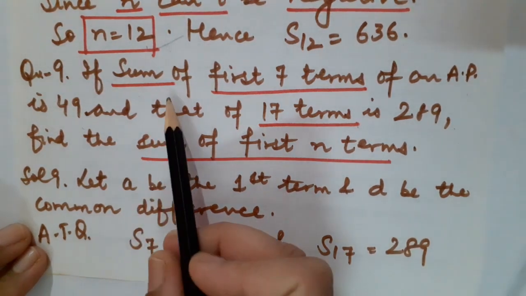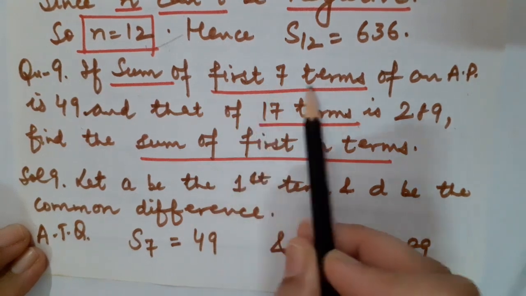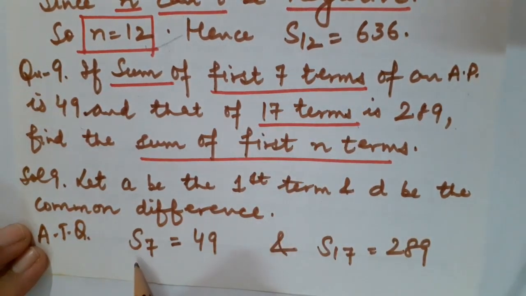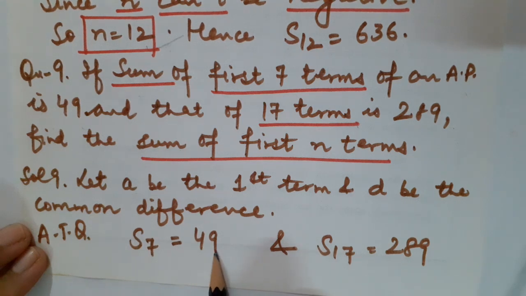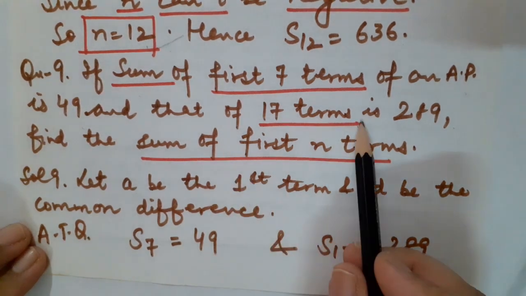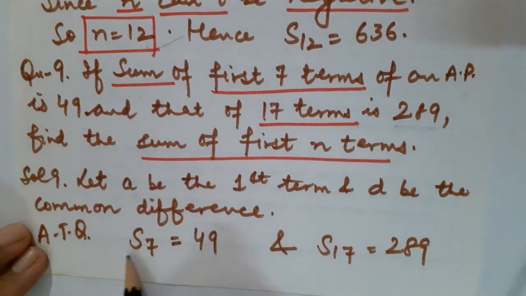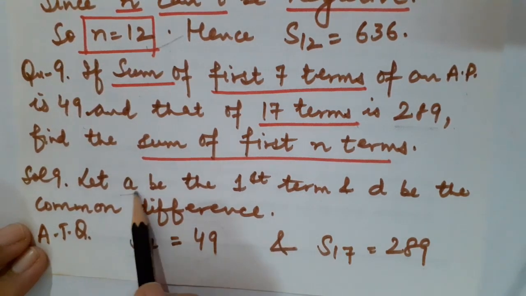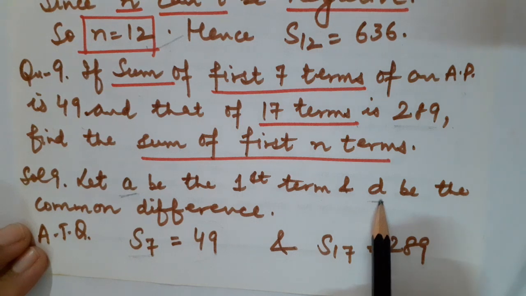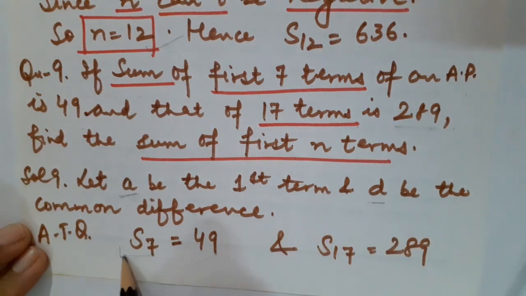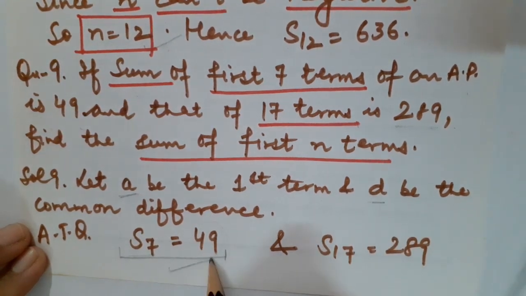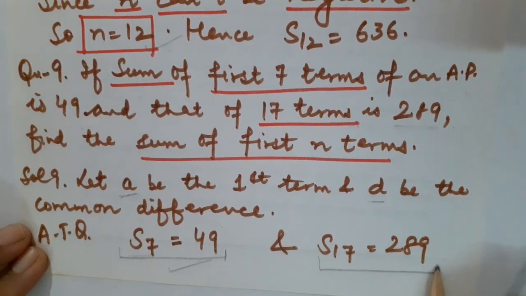According to the question, sum of first 7 terms, it can be written like this: S7. This is equal to 49 given. And sum of first 17 terms is 289. So S17 is equal to 289. Now children, what I have to do, I have to just apply the formula of Sn in which A and D both are present. Fine student. So I have to apply the formula of Sn for this expression also and for this expression as well.